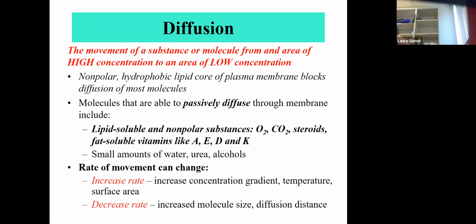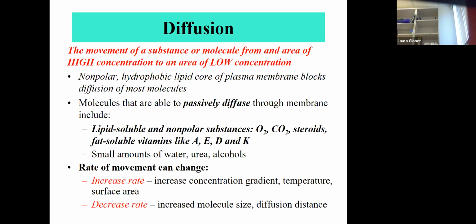So water, when you have a pretty good concentration gradient between inside the cell and outside the cell, those water molecules can either squeak through the fatty acid tails, or there will be some little pores on the surface called aquaporins, and that allows water molecules to pass through. Maybe not a lot all at once, but it'll let them kind of squeak through. The rate of movement can change.